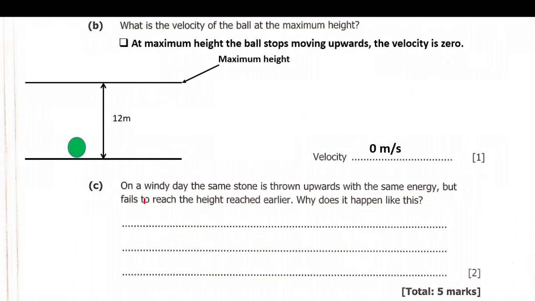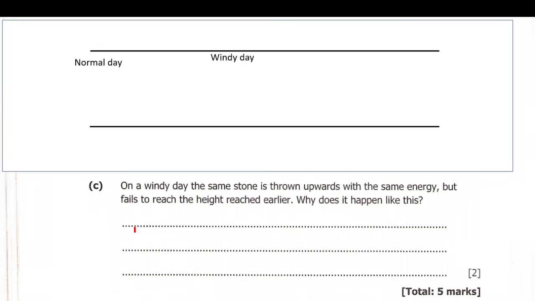C reads, on a windy day, the stone is thrown upwards with the same energy, but fails to reach the height reached earlier. So on a windy day, the same stone is thrown upwards with the same energy, but fails to reach the height reached earlier. Why does it happen like this? So the situation will be like this. This is a normal day where the stone is thrown and then comes back like this.